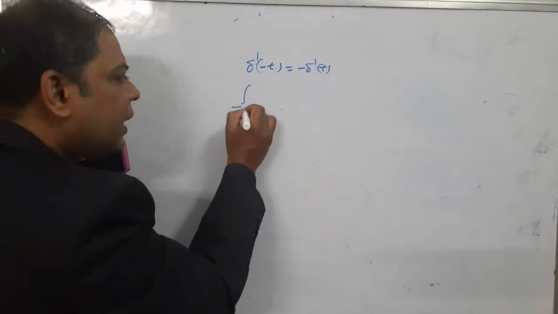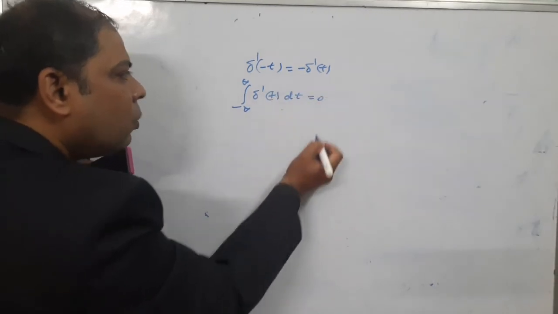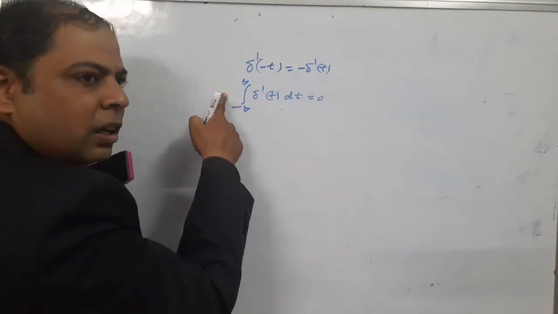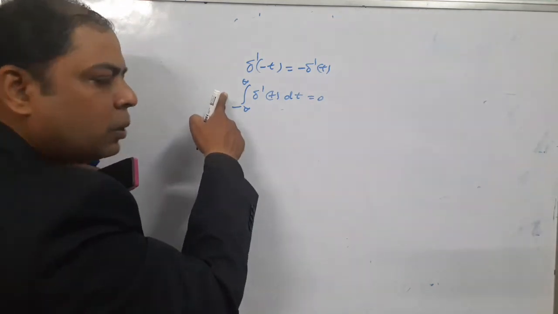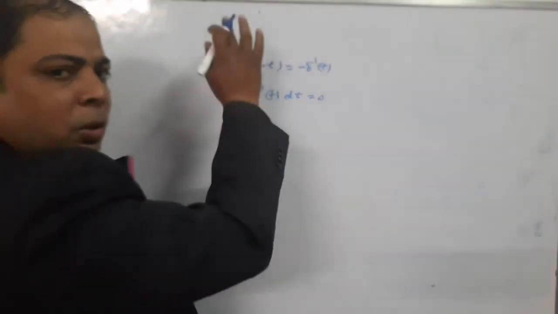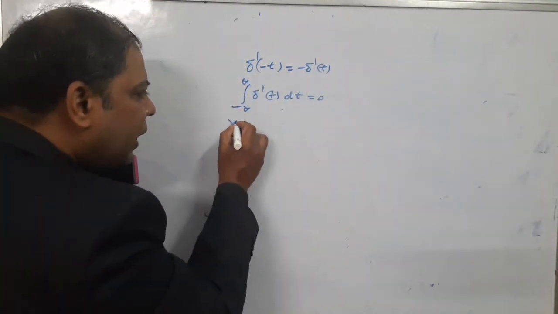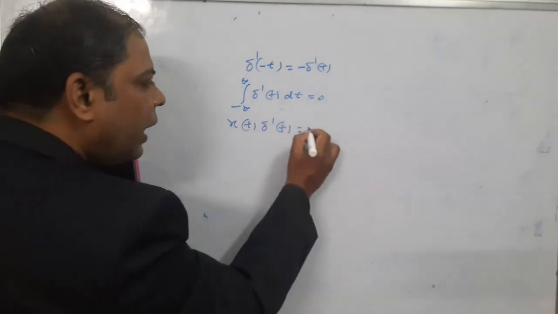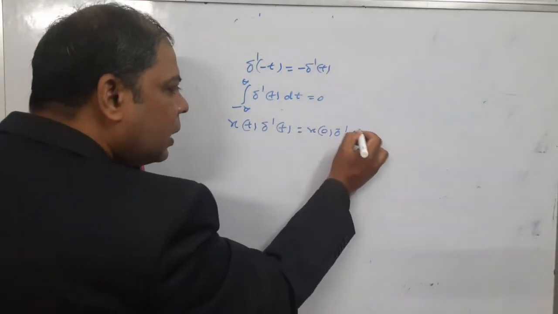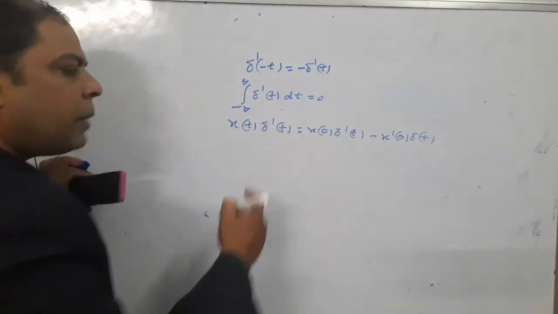Second property, integration minus infinity to infinity del dash t dt is equal to 0. Why? Because since it is an odd function, definitely the area under the curve from minus infinity to infinity must be equal to 0. Okay. So next, product property I have told. So x(t) into del dash t, that is equal to x of 0 del dash t minus x dash 0 del t. This is known as product property.